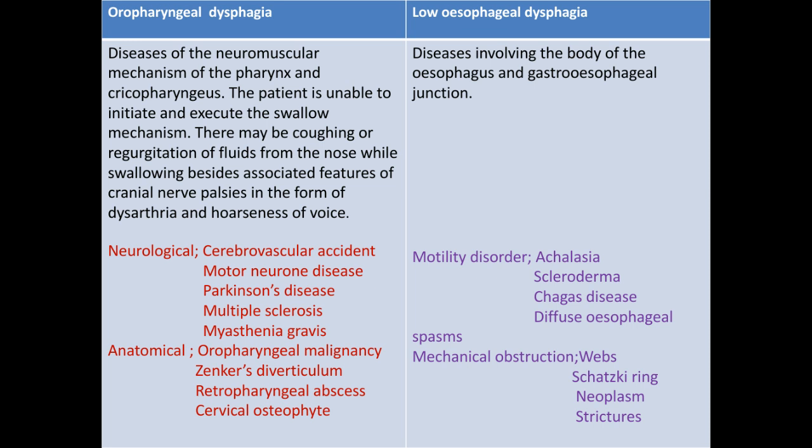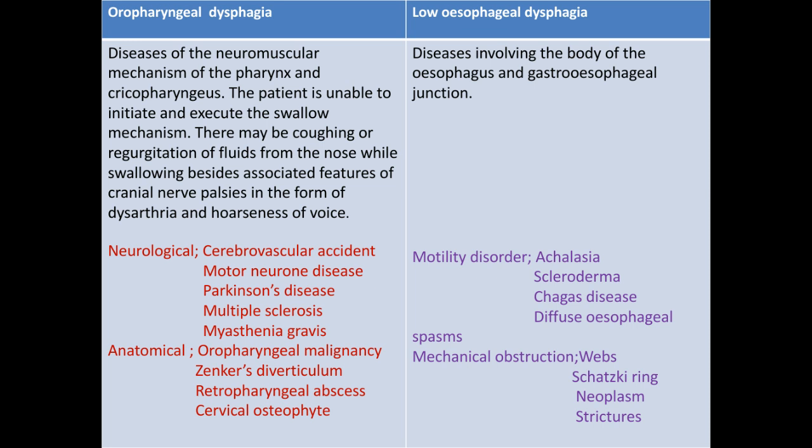So the proximal or oropharyngeal dysphagia is associated with the neuromuscular mechanism of the pharynx and the cricopharyngeus. Here, the patient is unable to initiate and execute the swallowing mechanism, and these patients may have coughing and regurgitation of fluids, and sometimes cranial nerve palsies. So these patients may exhibit symptoms of dysarthria and hoarseness of voice.